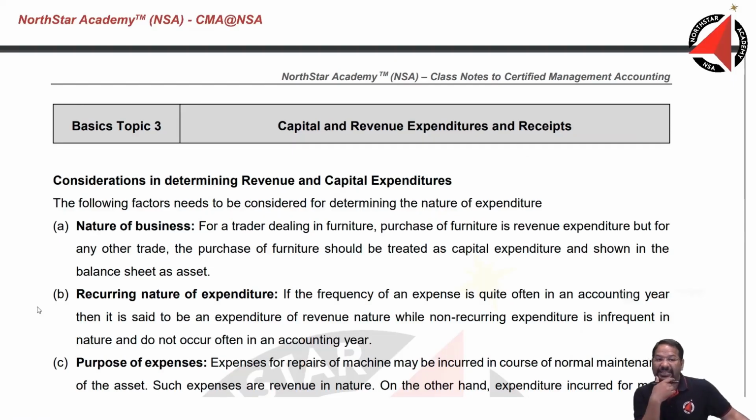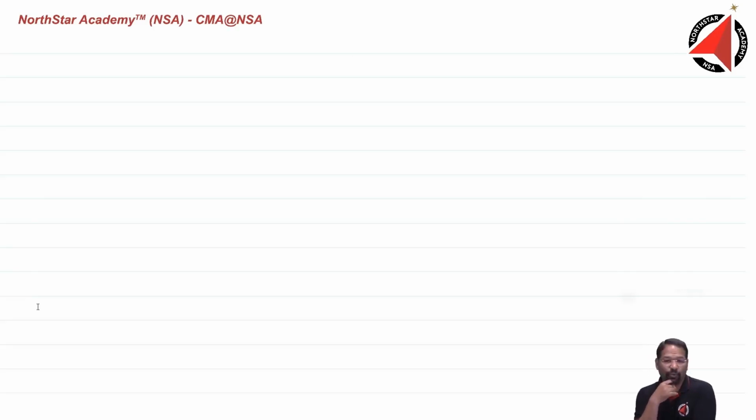Capital and revenue expenditures and receipts. First, let's understand what is capital, revenue, all that and how accounting depends on it. And why are we learning? That's most important. Why are we learning all this?